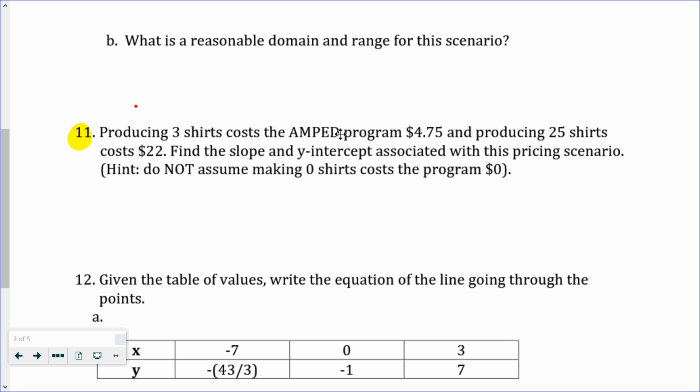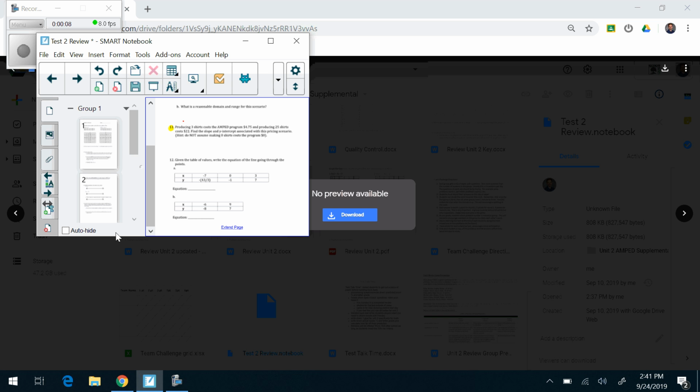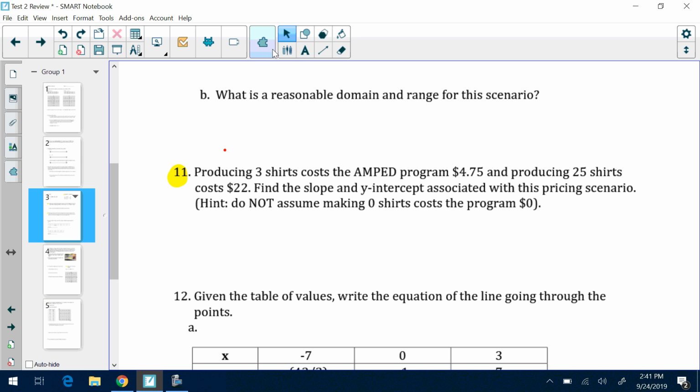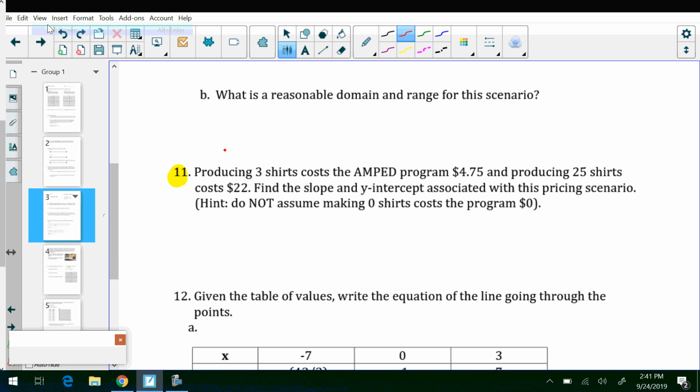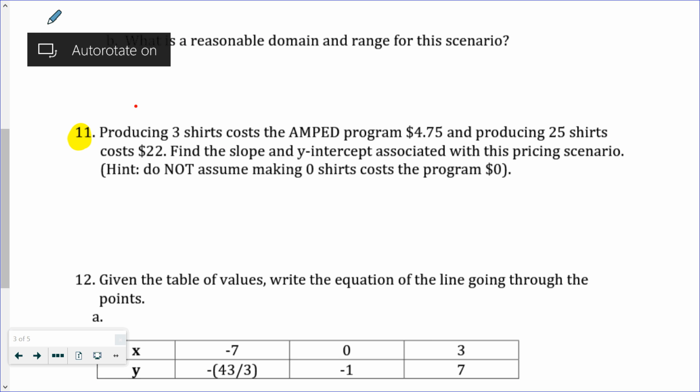All right, so I'm going to show you how to do number 11. Get my pen. All right.